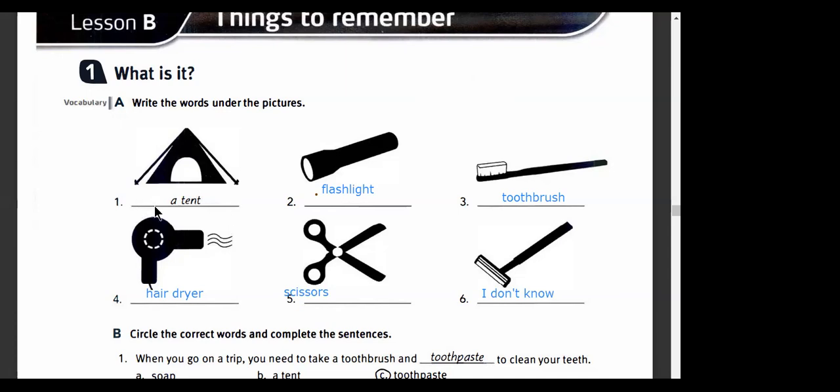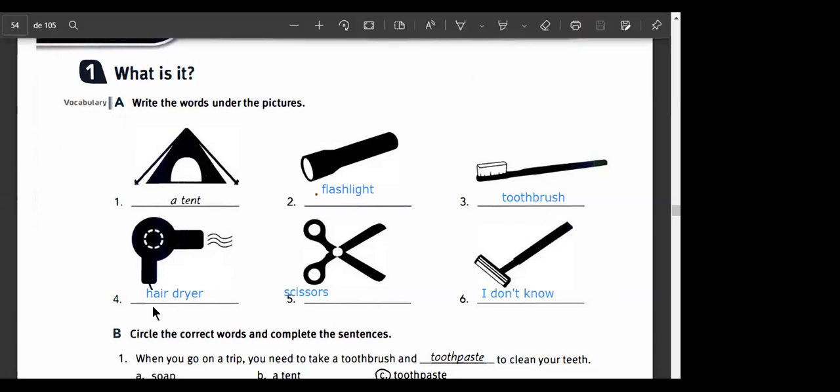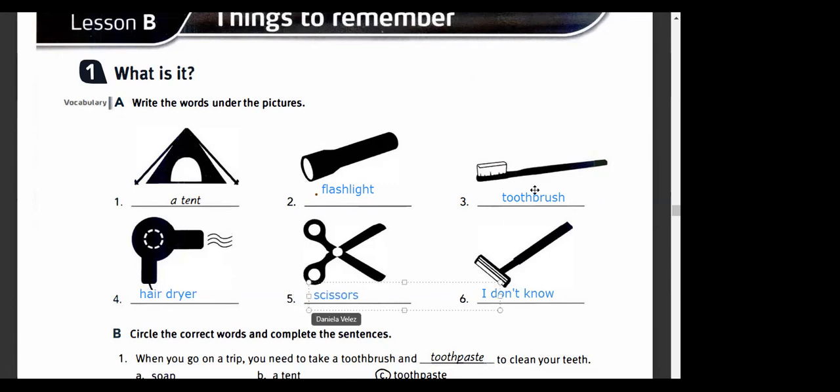Okay, there you go. So you have number one, a tent; two, flashlight; three, toothbrush, hair dryer, scissors, and I don't know. Okay. Numbers two, three, and four are incomplete. Number five is correct, but number six is incorrect. What you're missing: number two is a flashlight, a toothbrush, and a hair dryer. And number six is a razor? Yes, a razor.